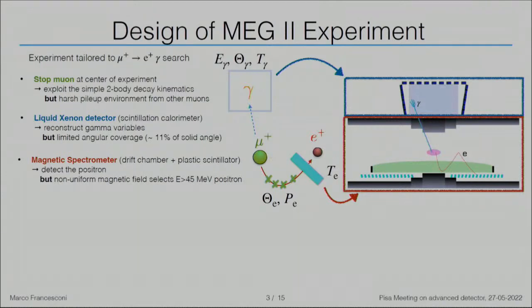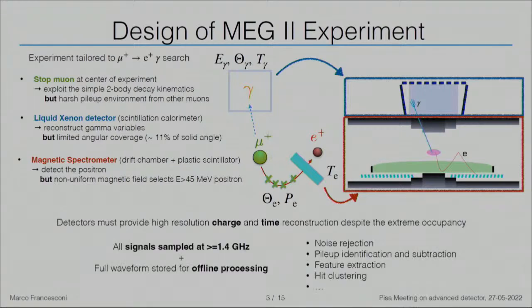All of this happens in a magnetic field which is non-uniform, so as to remove as much as possible the beam rate. All of the detector must provide very high resolution charge and time reconstruction on all of the channels to cope with the high occupancy that we have in all of the channels.